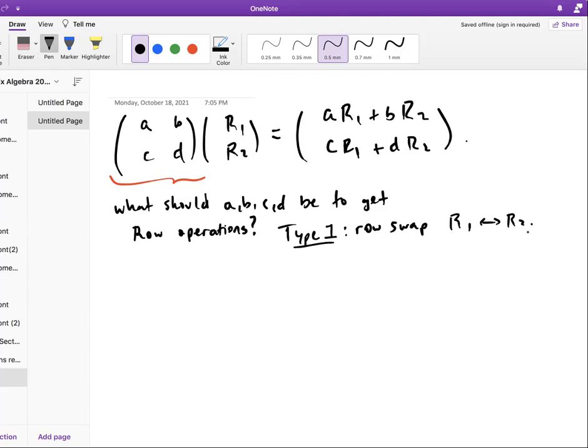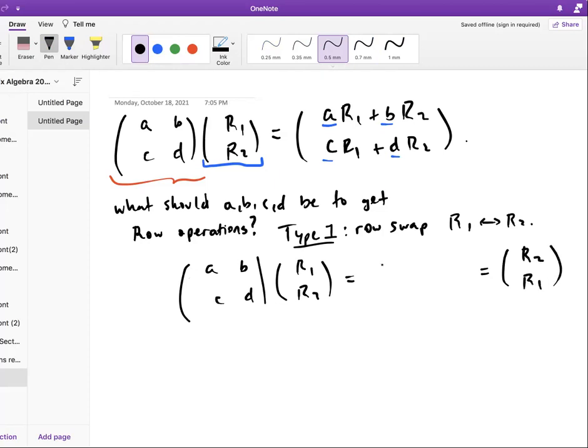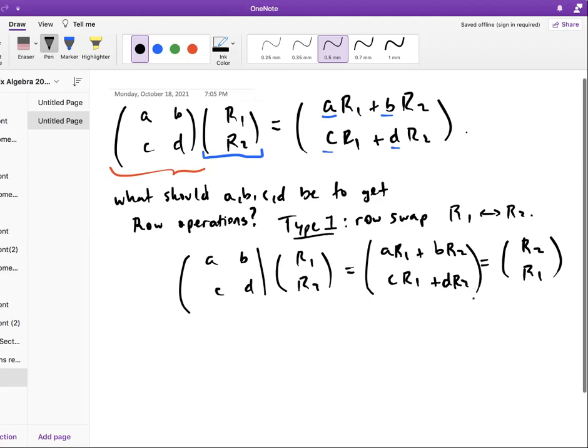All right, so if I want to swap row 1 and row 2 in the second matrix here, what should A, B, C, D be to do that? So essentially what I'm asking is, if I have A, B, C, D times row 1, row 2, and I want it to be row 2, row 1, what should A, B, C, D be? This is just algebra. Does the question make sense?